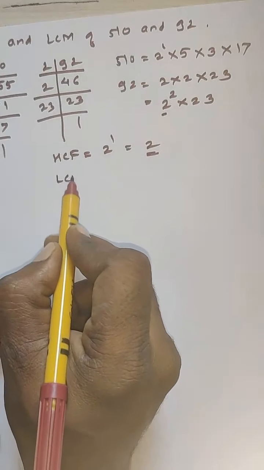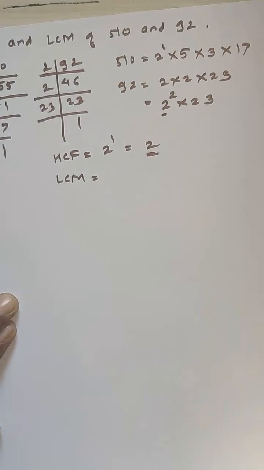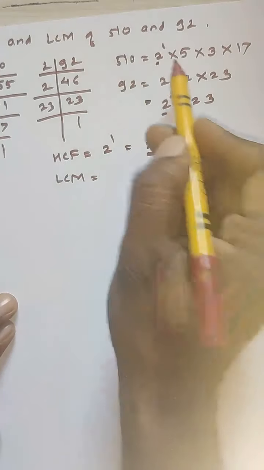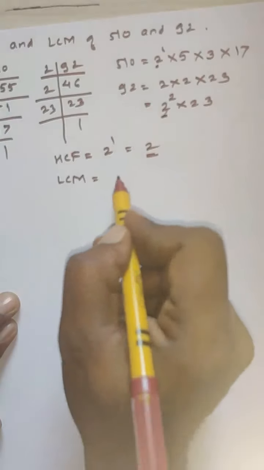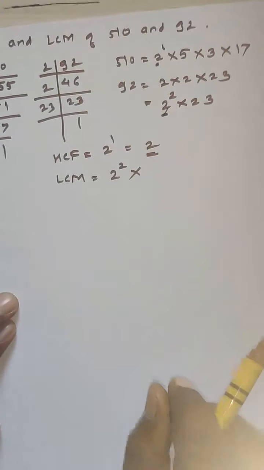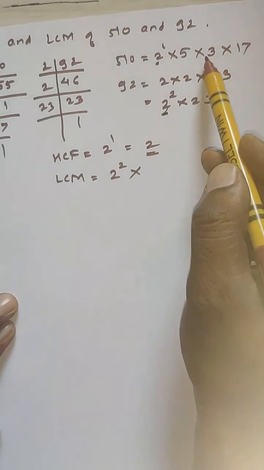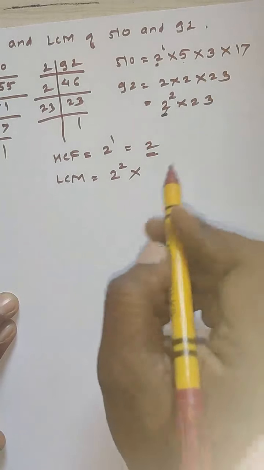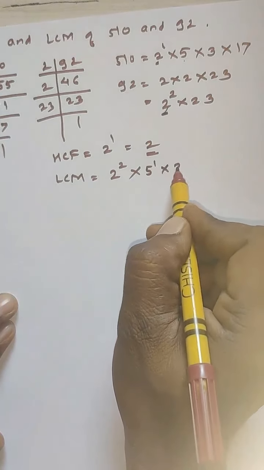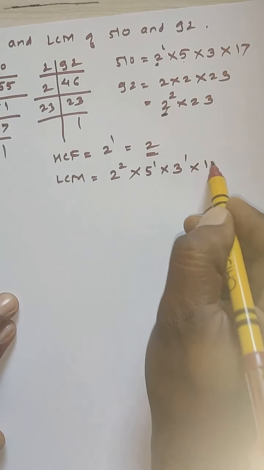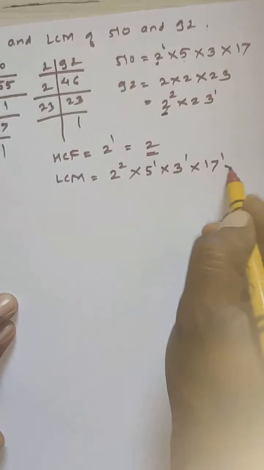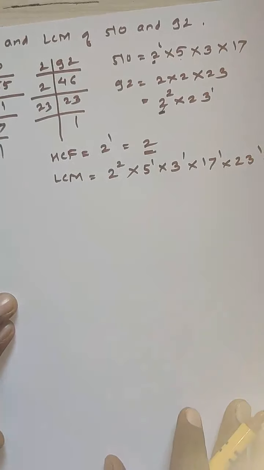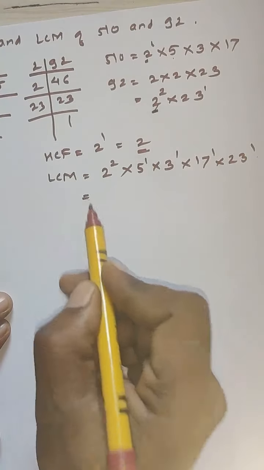Now we will write the LCM. LCM is the product of the greatest power of each prime factor. So here 2 raised to 1 is there, here 2 square is there, so greatest means we will take 2 square. Here 5 is there, so each prime factor, 5 also we will take, 5 raised to 1. 3 is alone here, 3 also we will take, 17 also we will take. And here 23 is also there, so 23 we will take. The product of these will be the LCM.